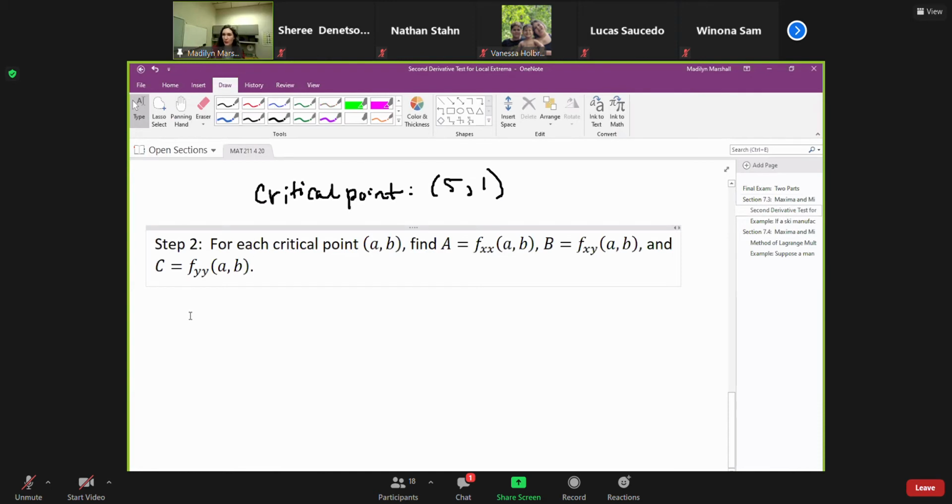So for each critical point (a, b), which is the (5, 1) we just found, our X and Y, we're going to find these 3 important numbers. A, capital A, is the second order partial derivative with respect to X both times, with our critical point plugged in. B is going to be the second order partial derivative with respect to X and then Y, and C is the second order with respect to Y and then Y.